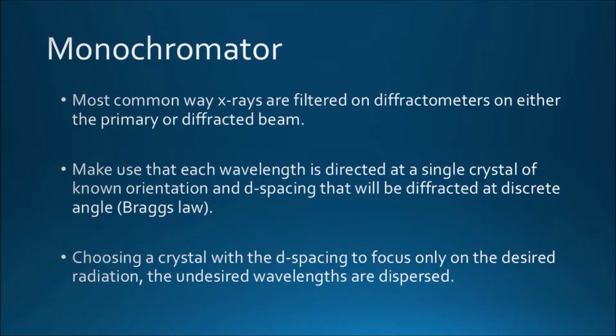Taking a look at a monochromator, it's the most common way for X-rays to be filtered. It could either be used on the primary or the diffracted beam, which makes sure that each wavelength is directed at a single crystal of known orientation and d-spacing that will be diffracted at discrete angles according to Bragg's law. This allows you to choose a crystal with d-spacing to focus only on the desired radiation. The undesired wavelengths are then dispersed.